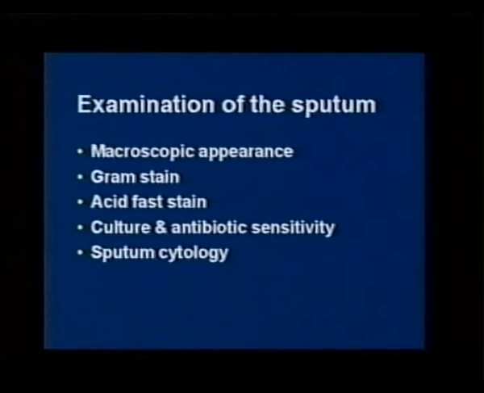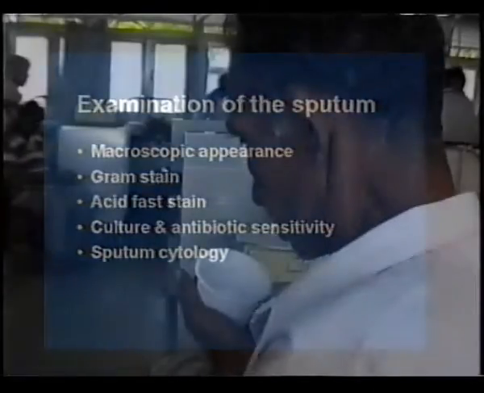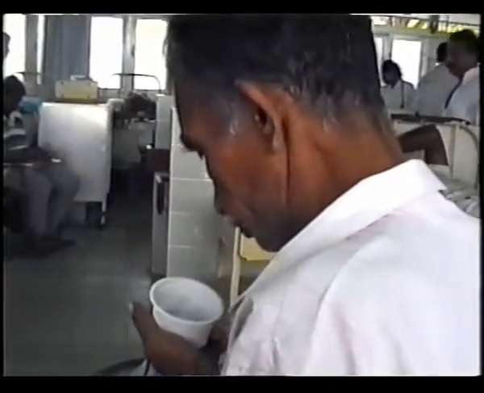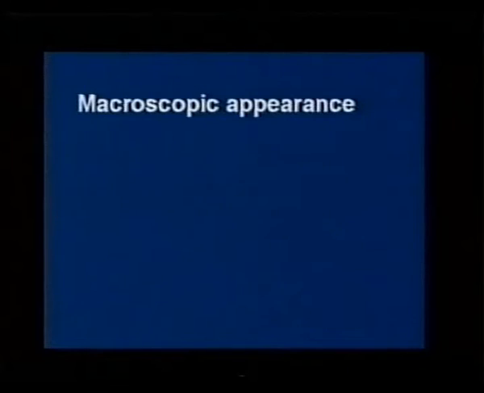When malignancy is suspected, sputum cytology is invaluable. When you collect the sputum, particularly for acid-fast stains, we ask the patient to cough as the first thing early in the morning before rinsing the mouth. We take 3 such samples and send them for the examination.